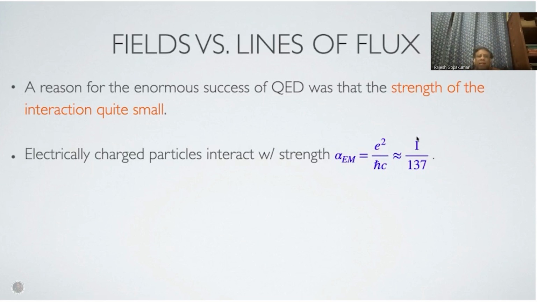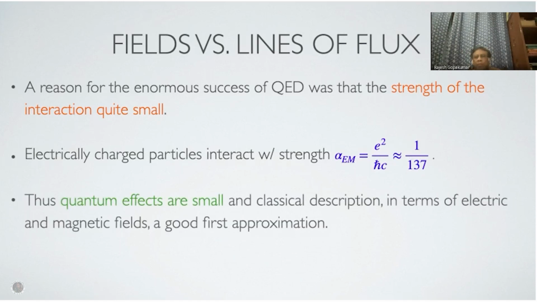So this is the fundamental strength that governs the electromagnetic interaction. And because this is very small, it is this number which governs the size of the quantum effects. This is sometimes called the fine structure constant. So this fine structure constant in electromagnetism is very small, it's less than 0.01, and therefore the quantum effects are actually quite small. And the classical description in terms of electric and magnetic fields is a good first approximation, where you can neglect terms which are of this order.